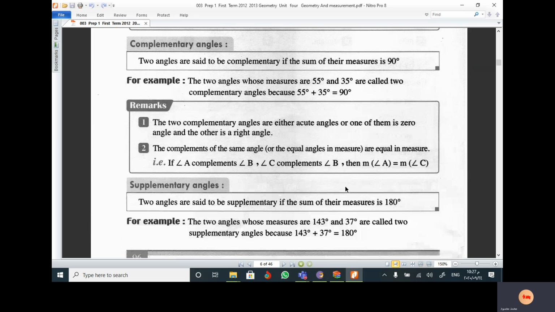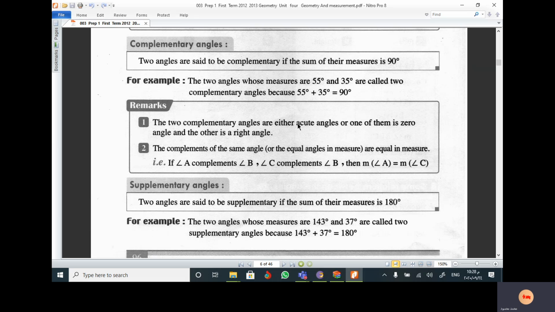Complementary angles. Two angles are said to be complementary if the sum of their measures is 90. If two angles are adjacent and their sum is 90 degrees, they are complementary. The angle 55, its complement is 35.